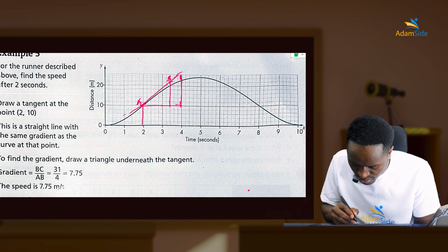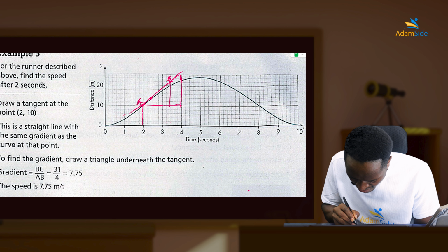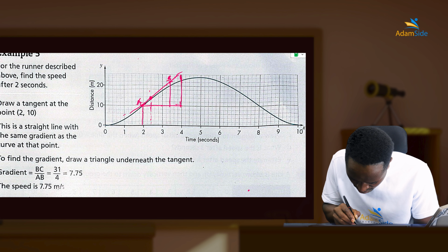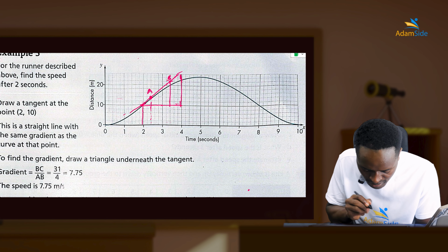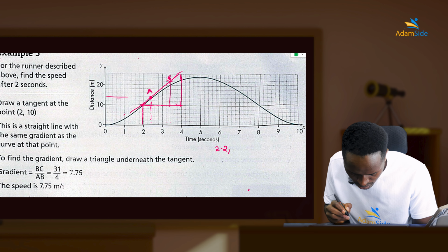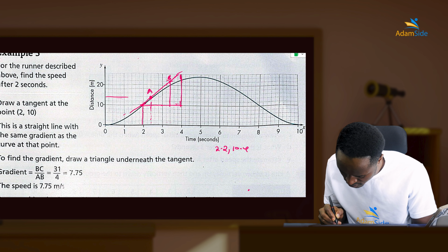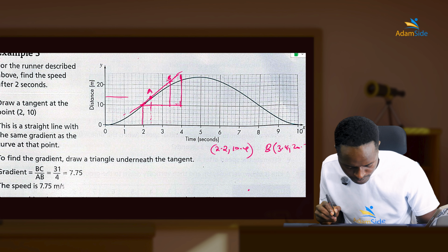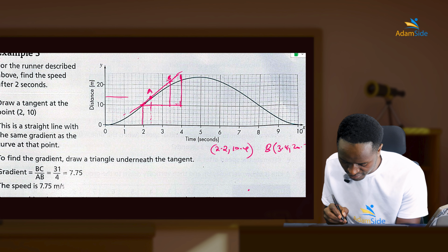Here, what you'll do is take another point immediately after 2 seconds and use it as our estimate. We call this point A, at (2, 10.4), and point B, at (3.4, 20.2). Then find the rate of change.